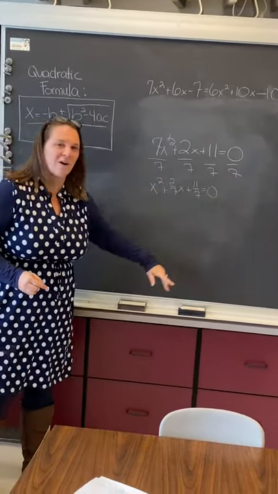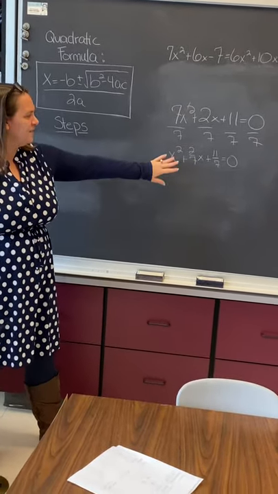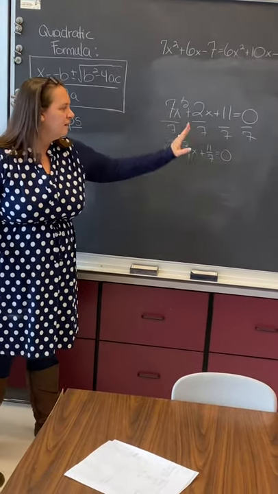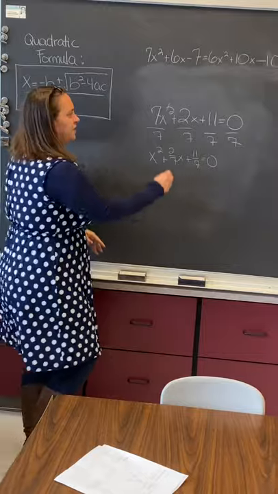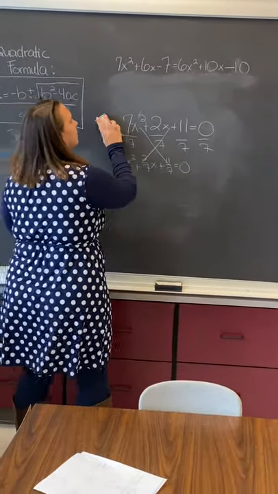But before we even move our constant over, let's think for a second. We're going to take half of that. Half of 2/7 is 1/7. Then if we square it, we get 1/49. That gets super messy with all those fractions, so we don't want to do that. That's when we turn to the quadratic formula.